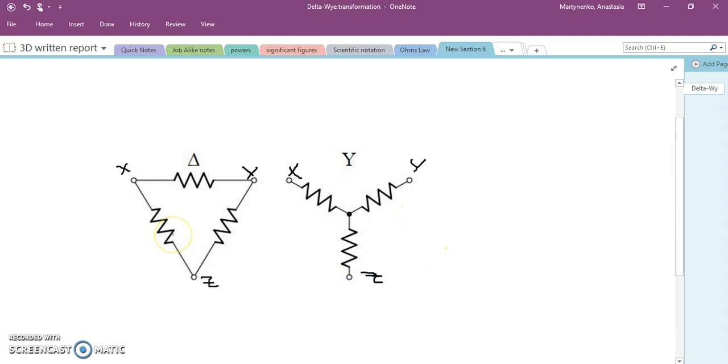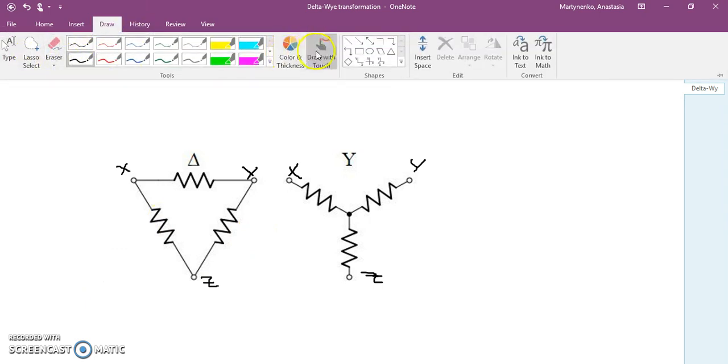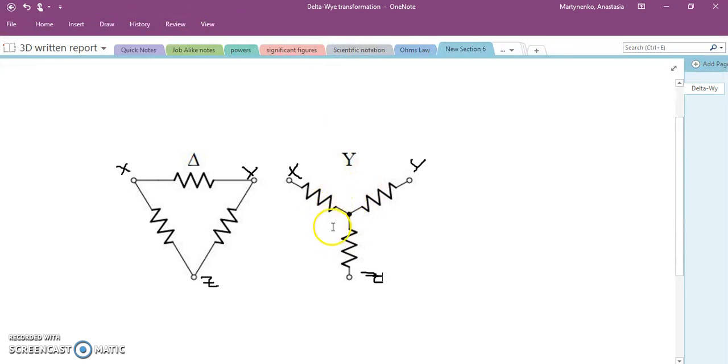You will change the stuff inside the nodes, namely you will turn the triangle into the Y, but you will not change anything outside those nodes, okay? Please notice that when we turn the triangle into the Y, we're gonna add a node over here, right? This node doesn't exist in the triangle.